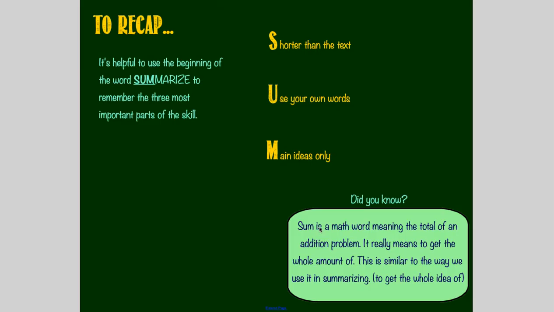To recap or review, it's helpful when we think of the word summarize to remember the first 3 letters, S, U, and M. S stands for shorter than the text. U stands for use your own words. And M stands for main ideas only. So you might be looking at that and remembering that sum is a math word. Did you know that yes, sum is a math word, meaning the total of an addition problem. However, it really means to find the whole amount of something, meaning that it adds up to that. This is very similar to what we do in summarizing. We get the whole idea of something.